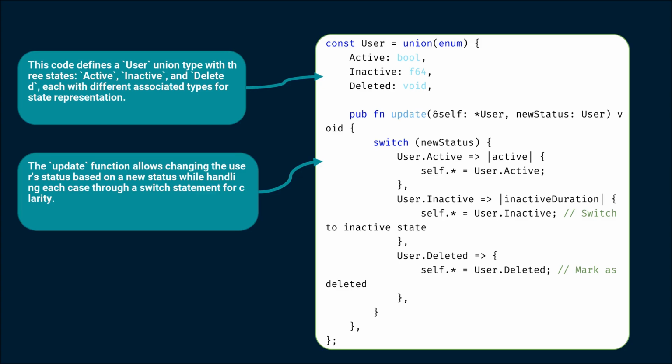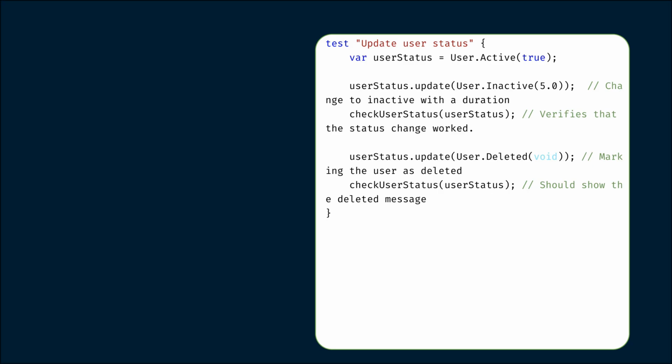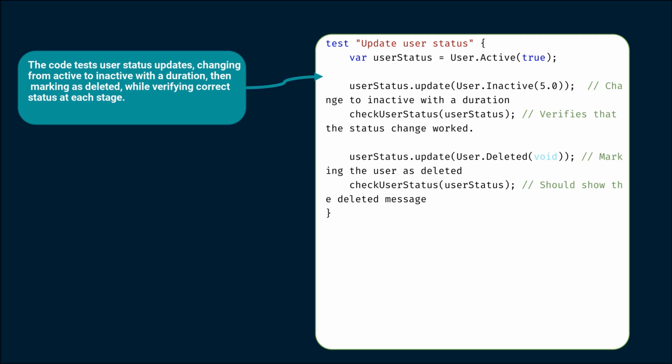By leveraging this method, we simplify the process of state updates, making it clear how transitions occur. This approach not only keeps the code modular but also adheres to object-oriented principles, enhancing readability and maintainability. The encapsulation of behavior within the union aligns data closely with its functionality, which is a cornerstone of effective programming practice. Now let's implement an example that demonstrates the practical usage of our update method to manage a user's status.